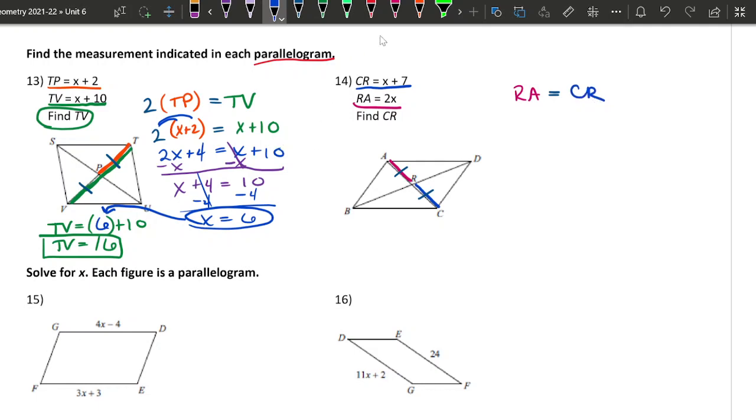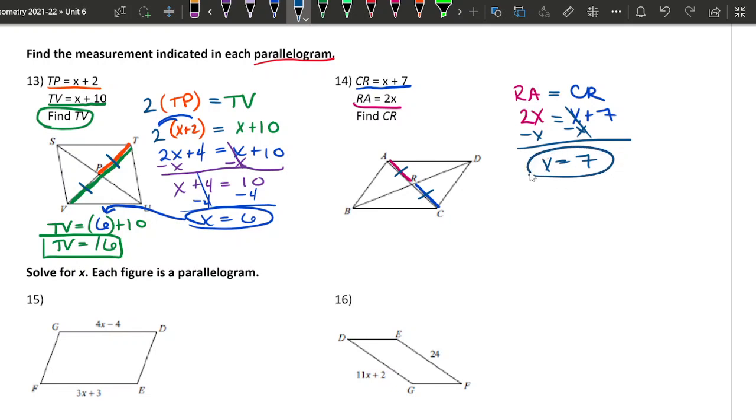And I have a value for RA, that is 2x. So instead of RA, I'm making it 2x equals CR. But instead of CR, there's a value for that, so x plus 7. And now I can solve for x. All I need to do is subtract x, get the x's together on the left. Now I have x equals 7.